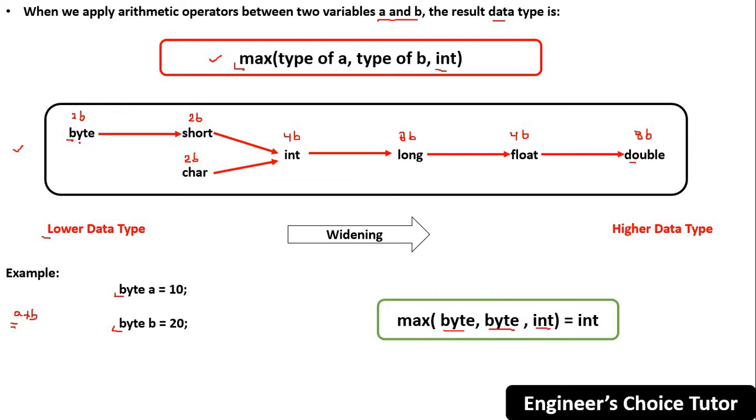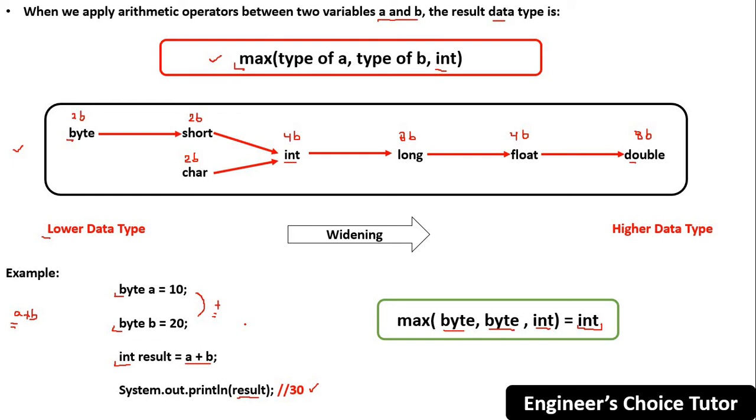Byte is 1 byte and int is 4 bytes. So int is higher, so the return type is int. So a plus b will return an int type of value, that is, int result is equal to a plus b. Then you print this result using the System.out.println method, and you will get 30 as the output. Is it clear? 10 plus 20 is 30. If you want to see this, let me show you this example.